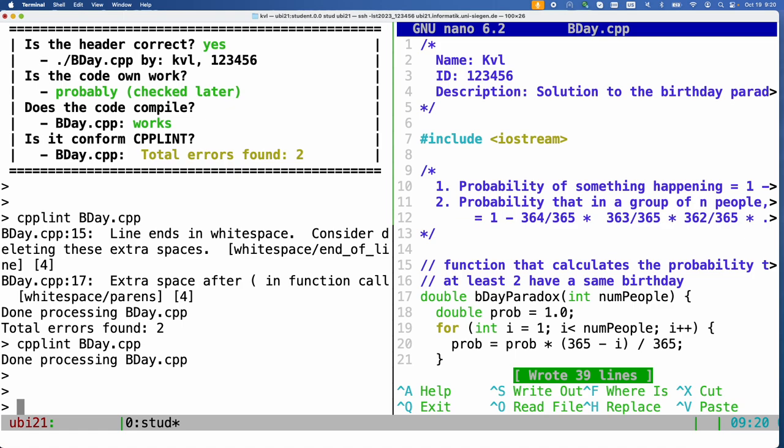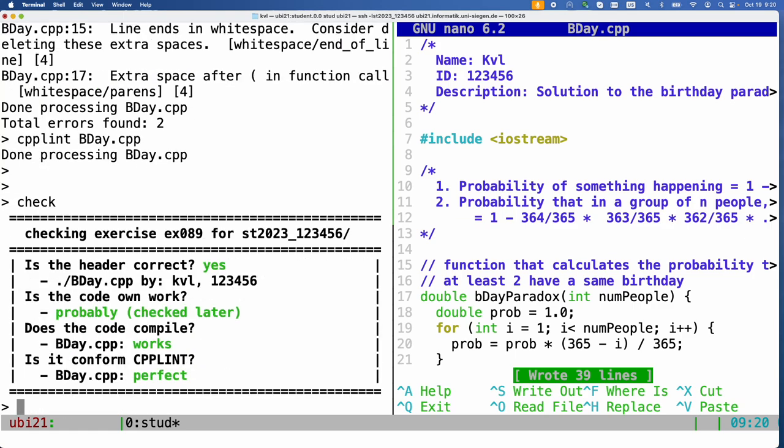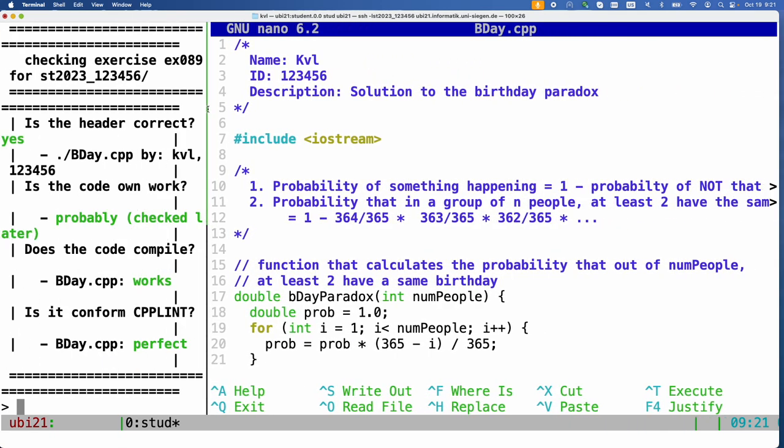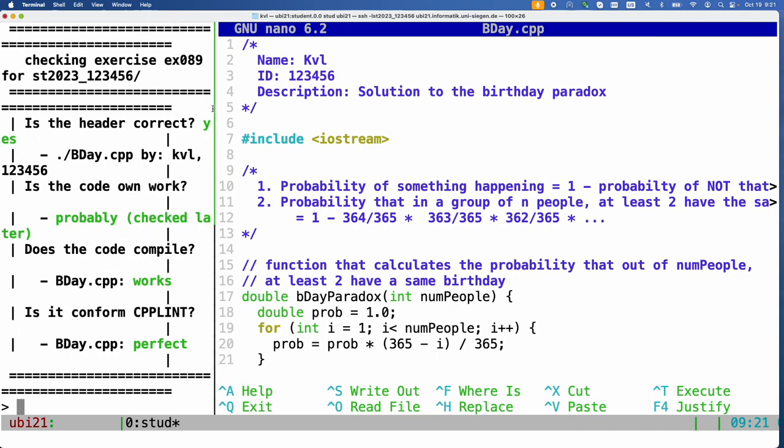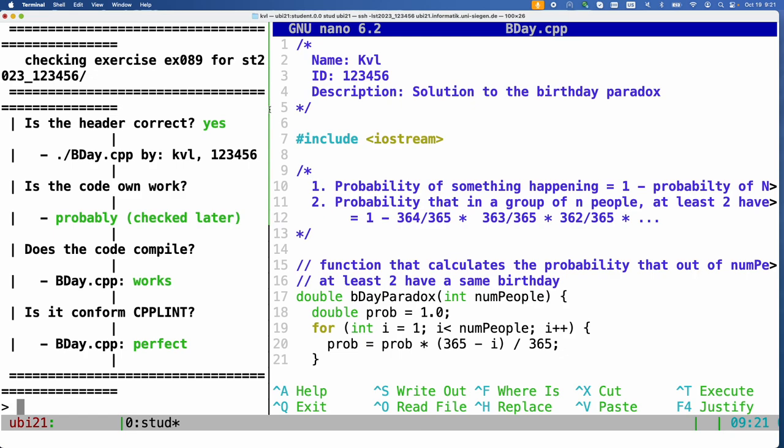Yeah, so if I do check, then this is perfect. Everything is green, and I can expect that the grade I'm getting for this exercise is the maximum. The only thing that we're checking on top of that is, of course, certain assignment-specific things that an automatic checker like check can't do. So it's not a complete reassurance that we will have the full points, but something close to it.